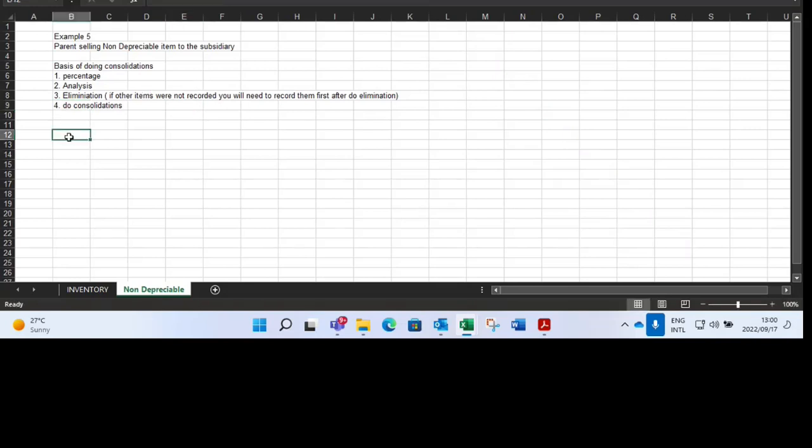Consolidations. So here we're gonna start with analysis. The interest is 70% because he acquired 70%, well, 100% was issued. So we're gonna have the total, since non-controlling.